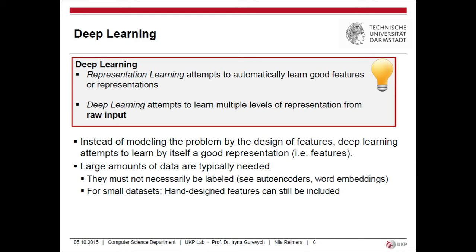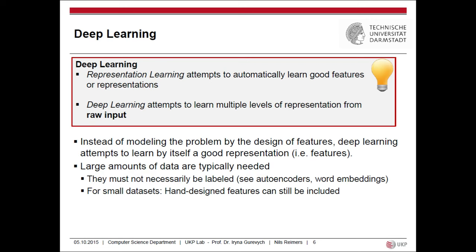To understand deep learning, you need to understand representation learning. Representation learning attempts to automatically learn good features or representations. And in deep learning, you attempt to learn multiple views of representation from raw input, for example in the computer vision domain, just giving the computer the pixels of an image. And it learns a good representation, so what's a good representation for an image of a face, for example.